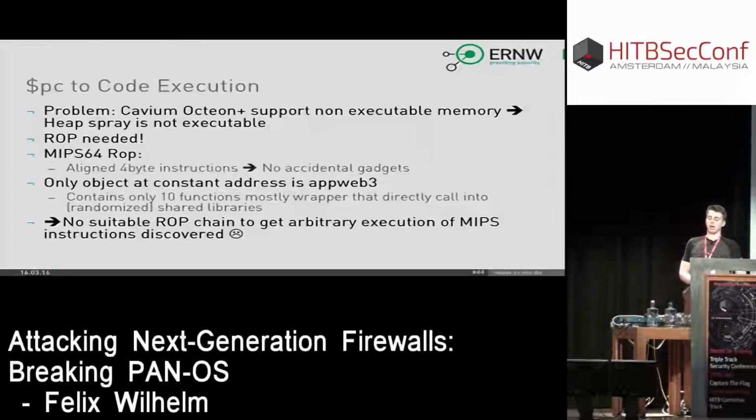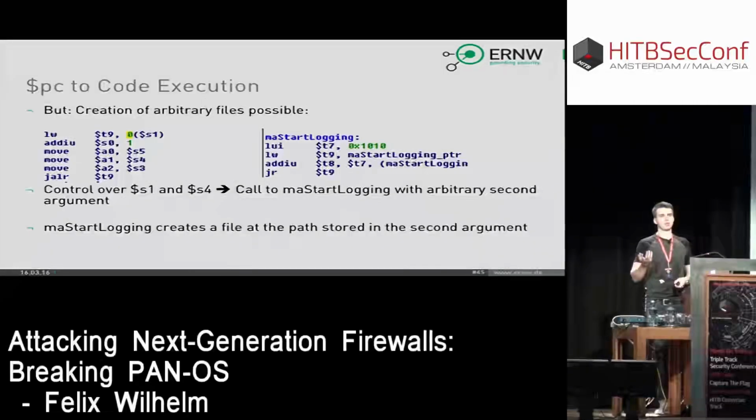And it gets more ugly because the only object that's at a constant address is this AppWeb3 web server, which only contains 10 functions. Most of them are simply wrapper functions that directly call into the shared library, and all of those are randomized again. So we didn't find a complete ROP chain to get arbitrary code execution just by using a ROP chain, but we discovered a ROP chain that gives us the possibility to create arbitrary files.